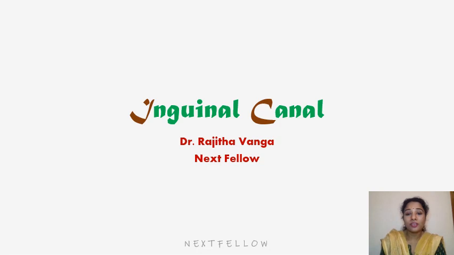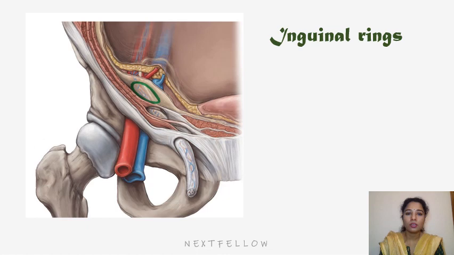So today we are going to learn a clinically very important topic, that is the inguinal canal, which is present in the lower part of the anterior abdominal wall. The inguinal region is named so because this area is a weakness of the anterior abdominal wall, due to the penetration of the testis and the spermatic cord in males and the round ligament of uterus in females during embryonic development.